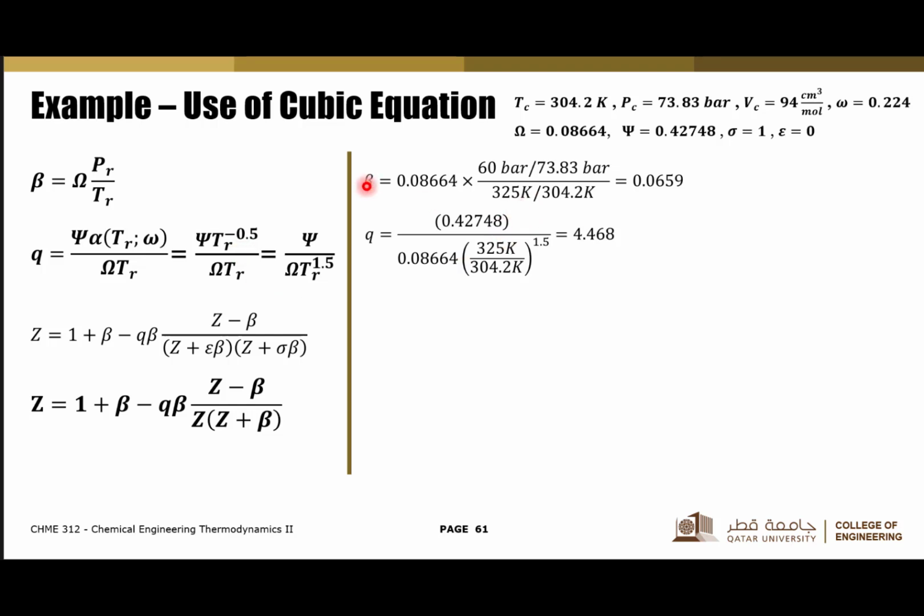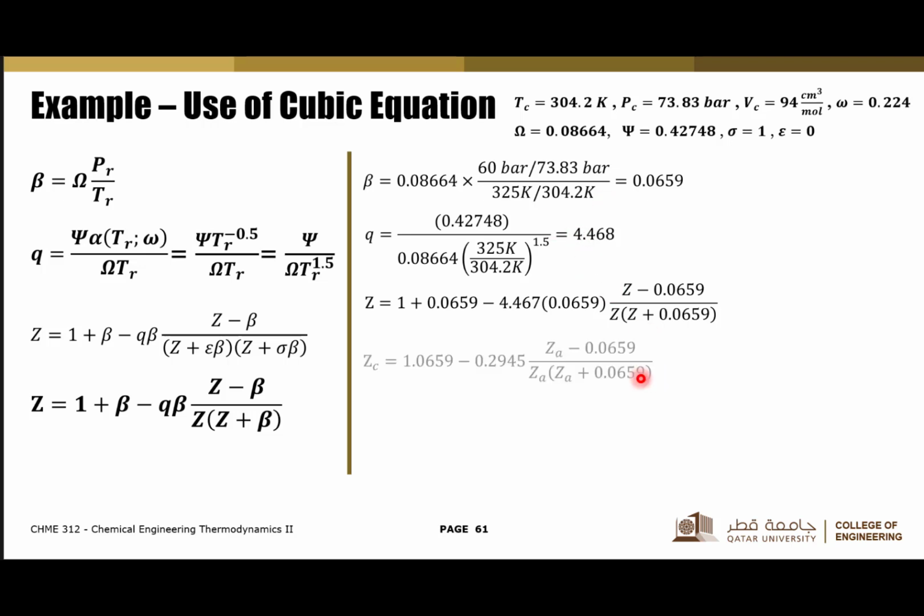So now we found beta, we found Q. Now we can plug them into this equation. Actually, that's all you need to plug in, the Q and the beta. So that's what we see here. All right, so we plugged all those in. Now we want to solve the equation.